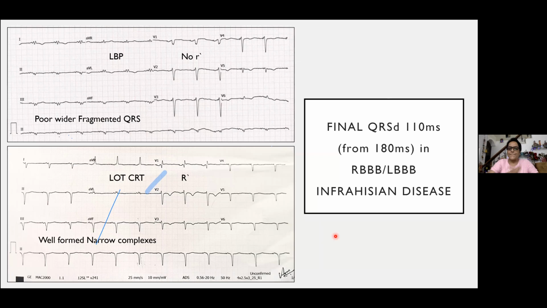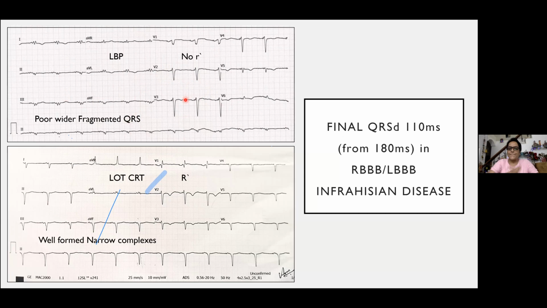So you can see the difference between these. The upper ECG is pure left bundle pacing. Mind you, this is a patient with RBBB with a 180 millisecond QRS duration and tremendous infrahisian disease. If we do only left bundle pacing, we can achieve a QRS like this. Now this looks very good. It's quite good actually, not bad. If we get this in a traditional CRT patient, we'll call it good. But you are getting a poor, wider, fragmented QRS and no R prime.